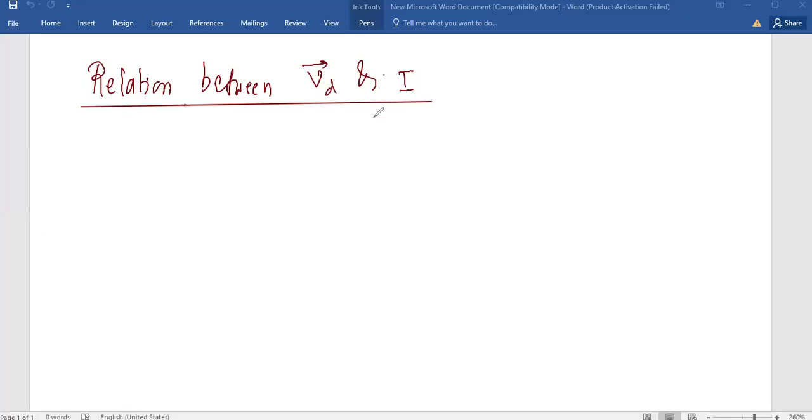Will be helpful later on. So we will see a relation between drift velocity and current. For this, what we will do is let us take a small section of a conducting wire.